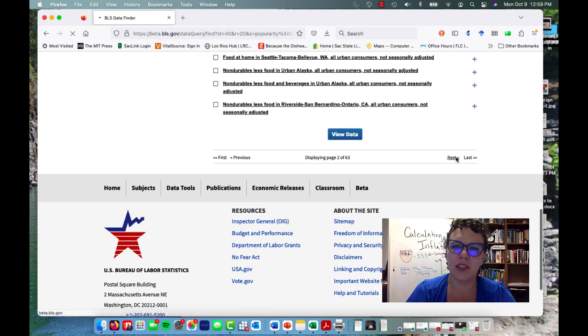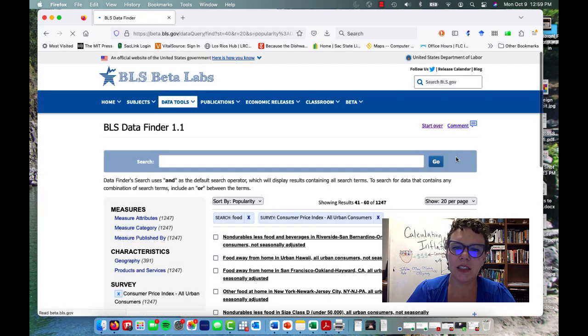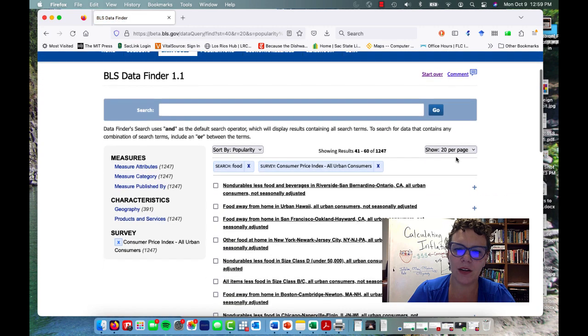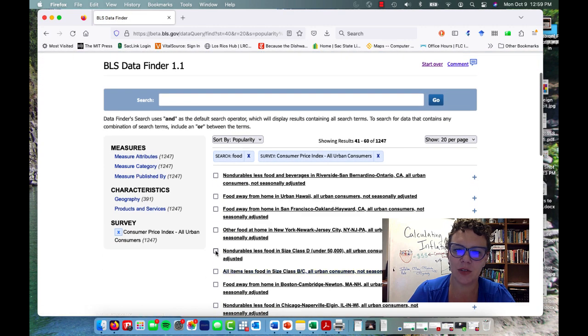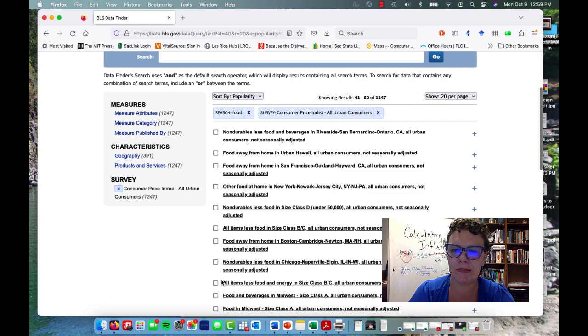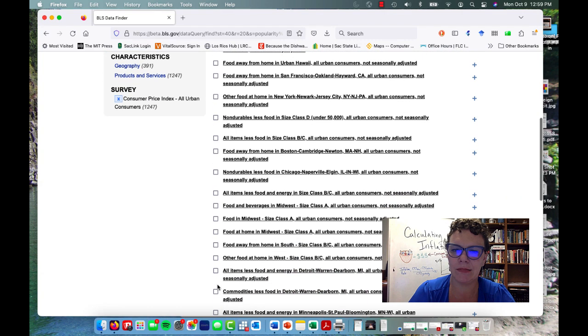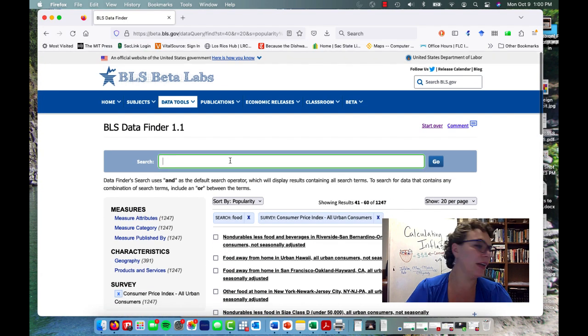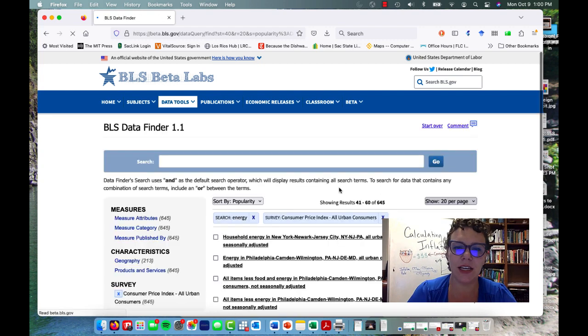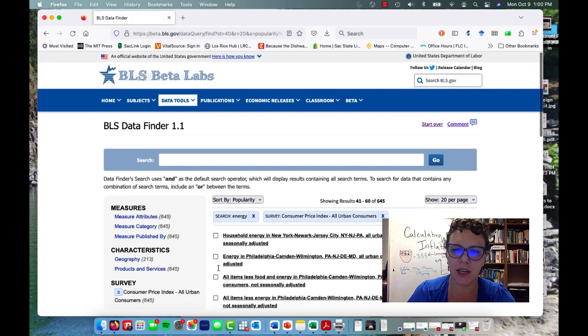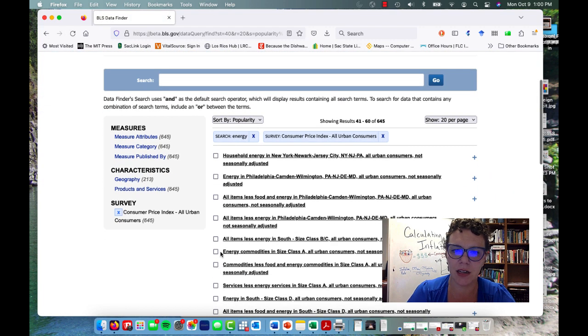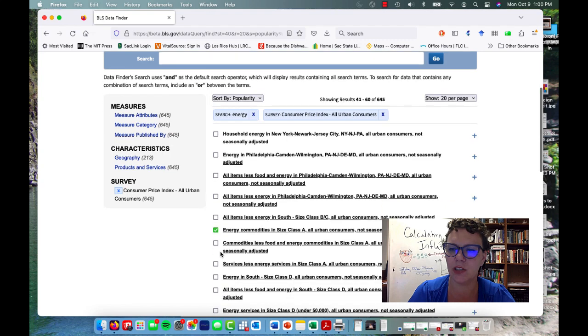Pull one of these measures, and you can see they break it down to different regions. We are going to try and look at non-durable, less food, other food in the West. Let's pick that. And then we can also pick a measure for energy, because that's another element. I pick all of these different things, and you can pick whatever you want. I'm just going to go ahead and pick the first energy that pops up. There we go, for all urban consumers.